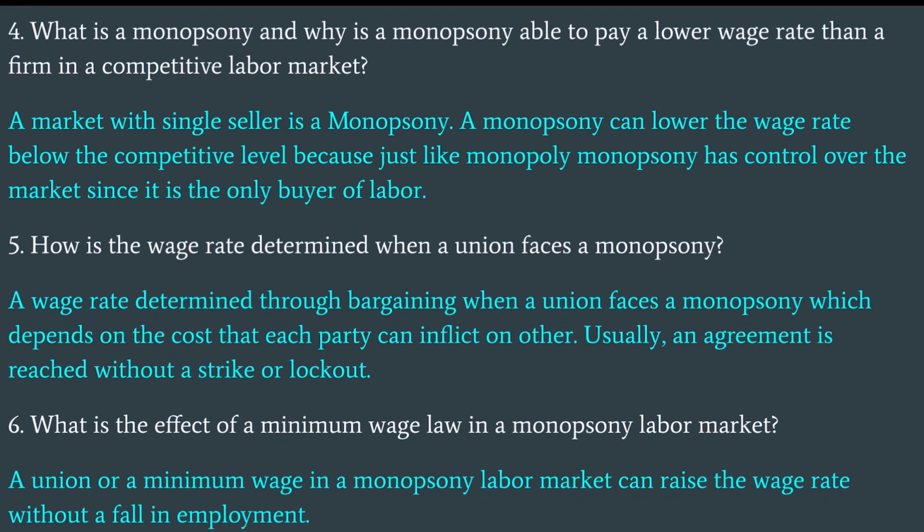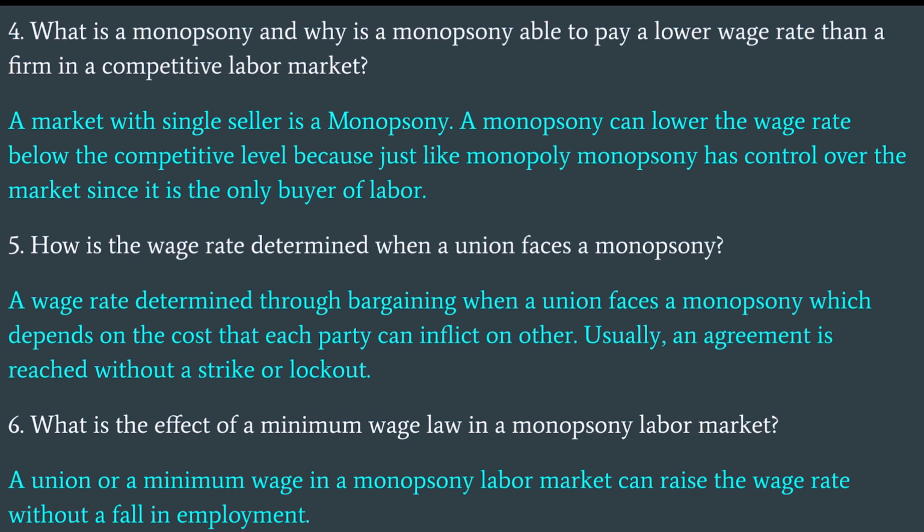What is a monopsony, and why is a monopsony able to pay a lower wage rate than a firm in a competitive labor market? A market with a single buyer is a monopsony. A monopsony can lower the wage rate below the competitive level because, just like a monopoly, a monopsony has control over the market since it is the only buyer of labor.